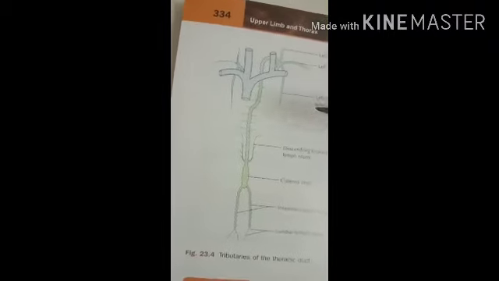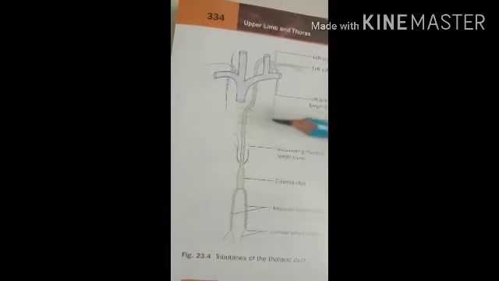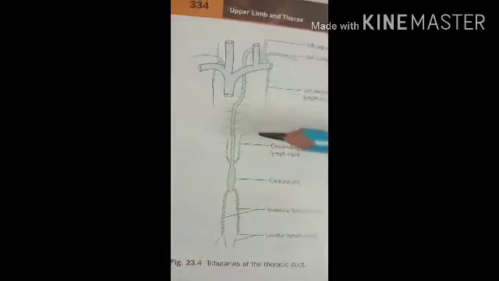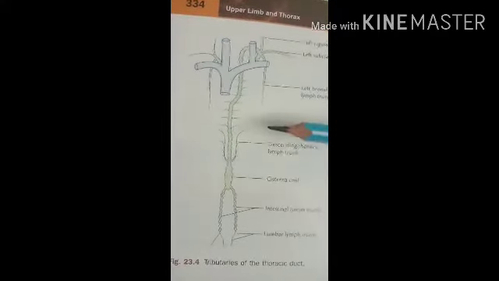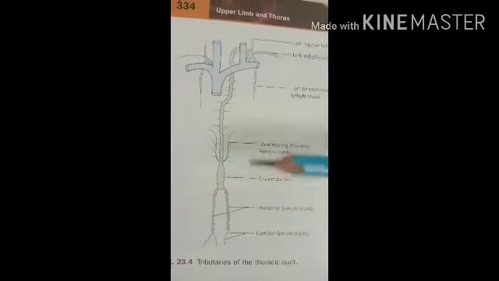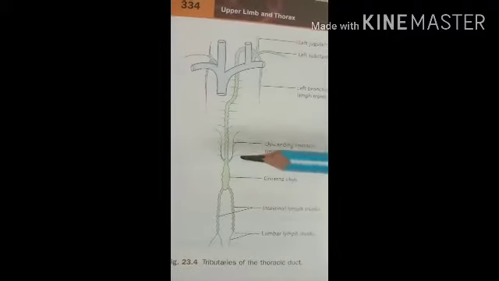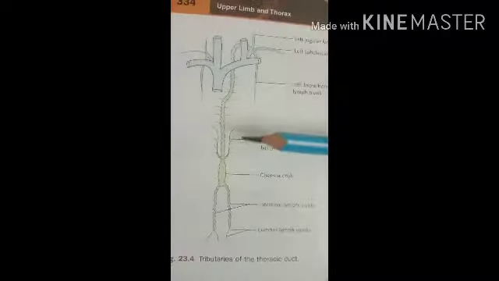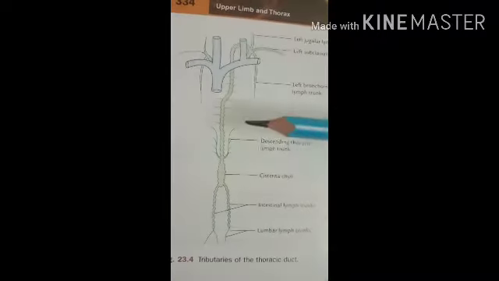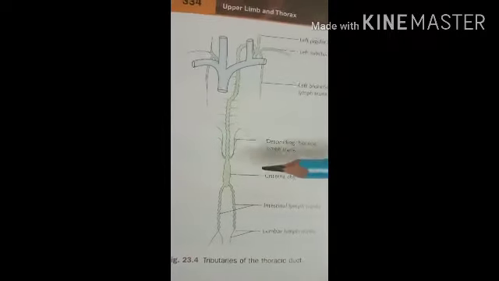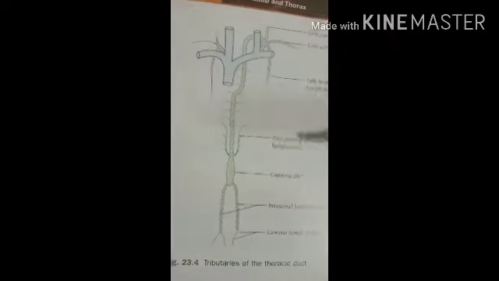The next clinical point: sometimes in filarial infection the thoracic duct is obstructed by the microfilarial parasite, leading to widespread effects such as chylothorax, chyloperitoneum, and chyluria, and even accumulation of chyle in the tunica vaginalis.